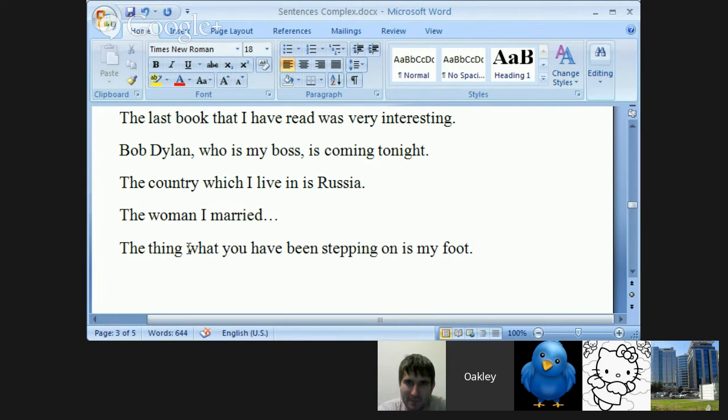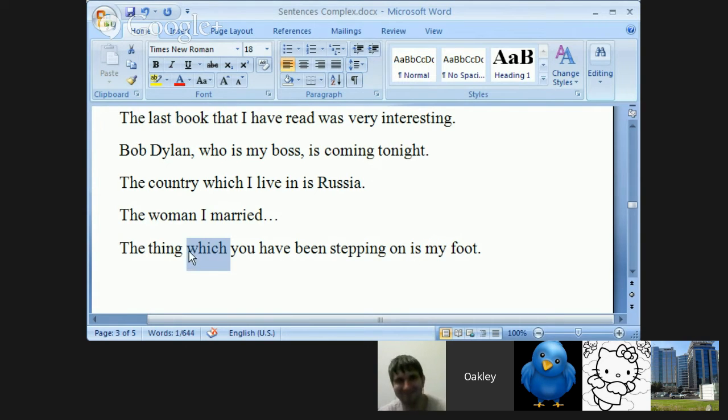Okay, actually, I want to point this out. Thank you. This is such a super common mistake for second language speakers. The thing what you have been stepping on. I know you think it should be what. That seems to make sense. Slightly counterintuitive, but in fact this should be which. Yes. When you're talking about an object, and clearly which is talking about an object, the thing which you have been stepping on is my foot.